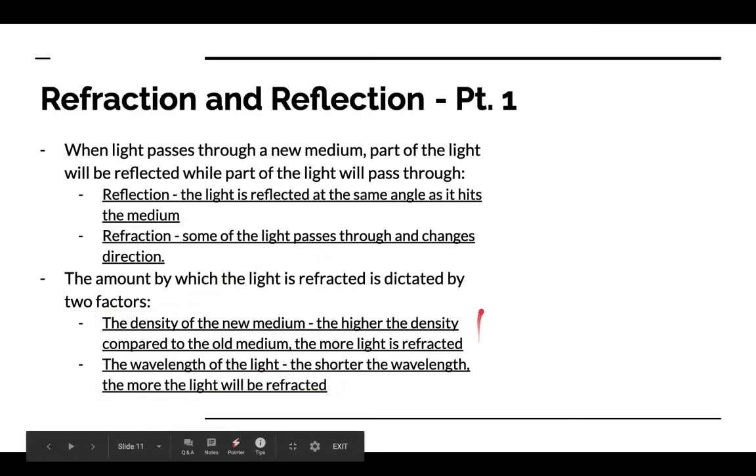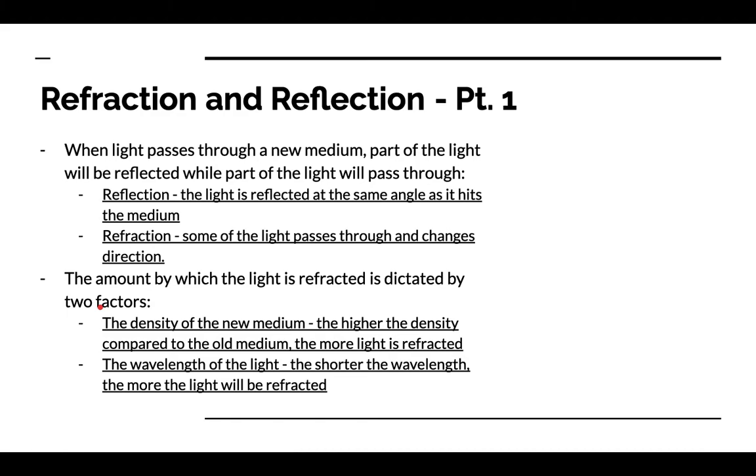And then on the next slide, our goal here is to combine these two factors to explain why light is refracted, okay? So again, density has a direct relationship with refraction. The higher the density compared to the old medium, the more light is refracted. And then also wavelength has an inverse relationship with refraction. The shorter the wavelength, the more light will be refracted, all right?